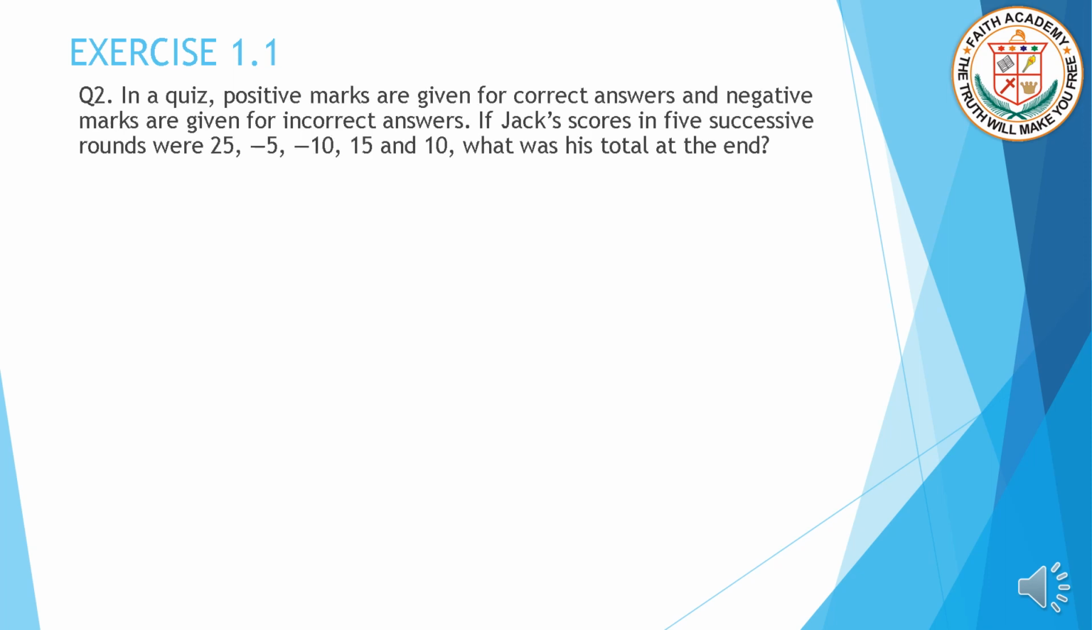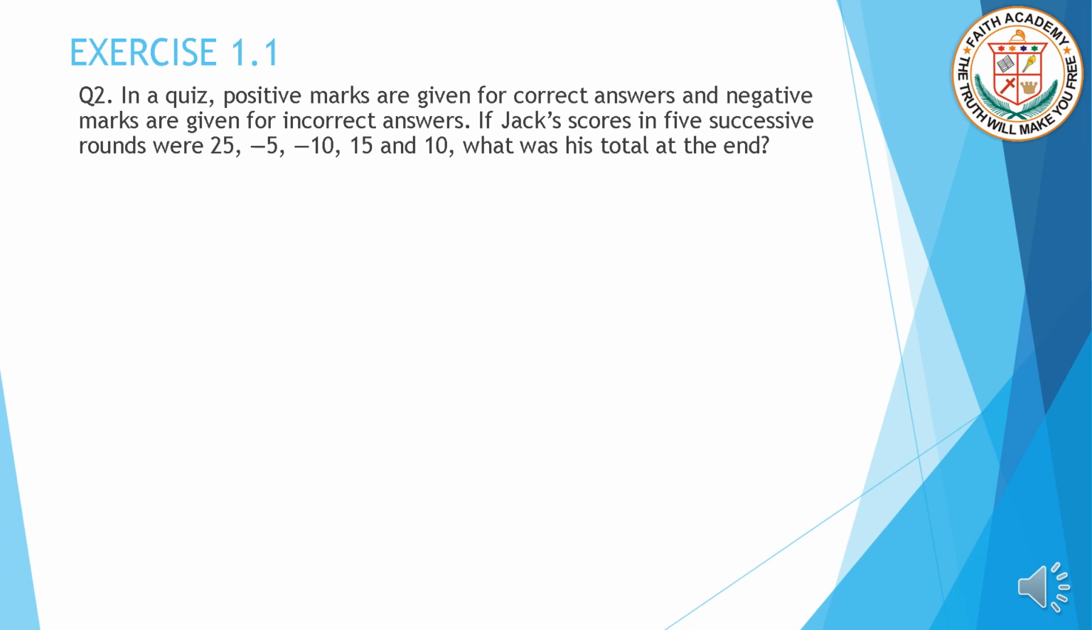Children, yesterday we did the first question of exercise 1.1. Today we'll start the second question. In a quiz, positive marks are given for correct answers and negative marks are given for incorrect answers. If Jack's scores in 5 successive rounds were 25, minus 5, minus 10, 15 and 10, what was his total at the end? Now as you can see, the marks of different rounds are given and we have to find his total score. So how will we find it?